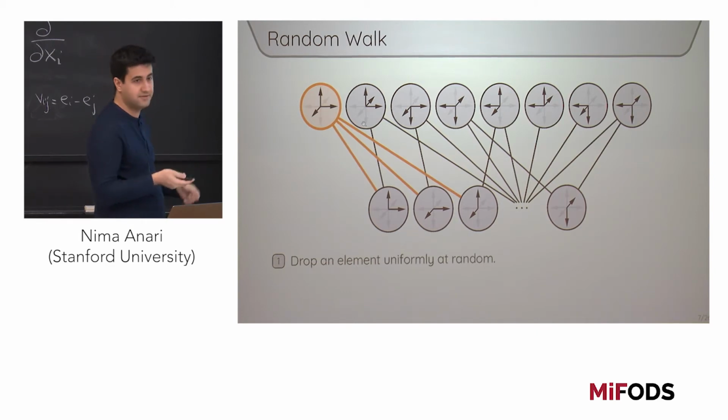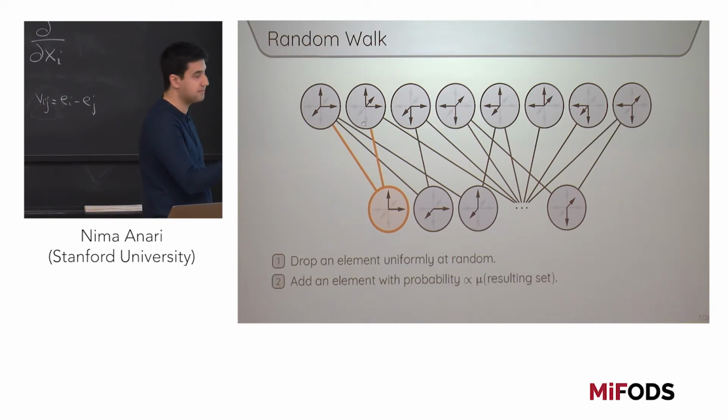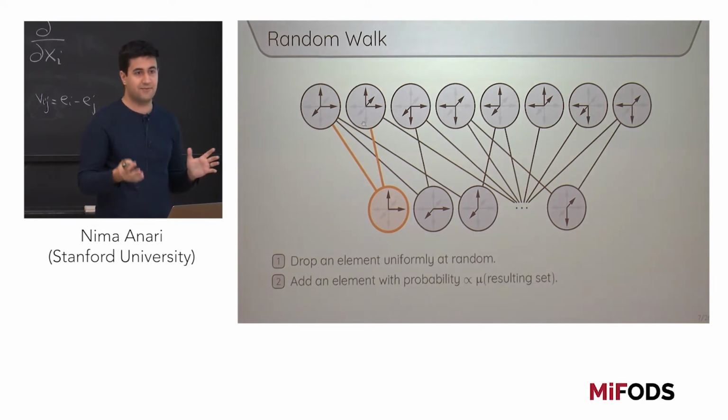You drop an element uniformly at random because all of the weights going out of that node have the same weight. So maybe you go to this one, and then you add back one element. Here you have to be careful, and you have to choose the element that you add with probability proportional to the distribution of the resulting set. That's exactly because the weights going out are weighted like this. All right, so we have this random walk that works for matroids.